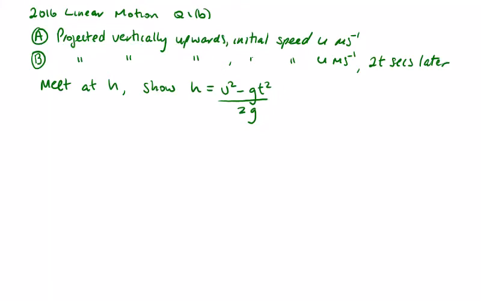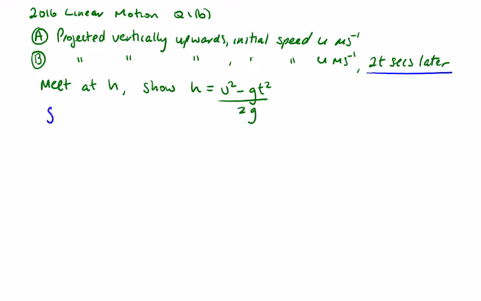Linear motion 2016, question 1b. A particle is projected vertically upwards with a velocity u. After an interval of 2t seconds, this is 2t seconds later, a second particle is projected vertically upwards from the same point with the same initial velocity, and they meet at a height h. Show that h is equal to u squared minus gt squared over 2g.